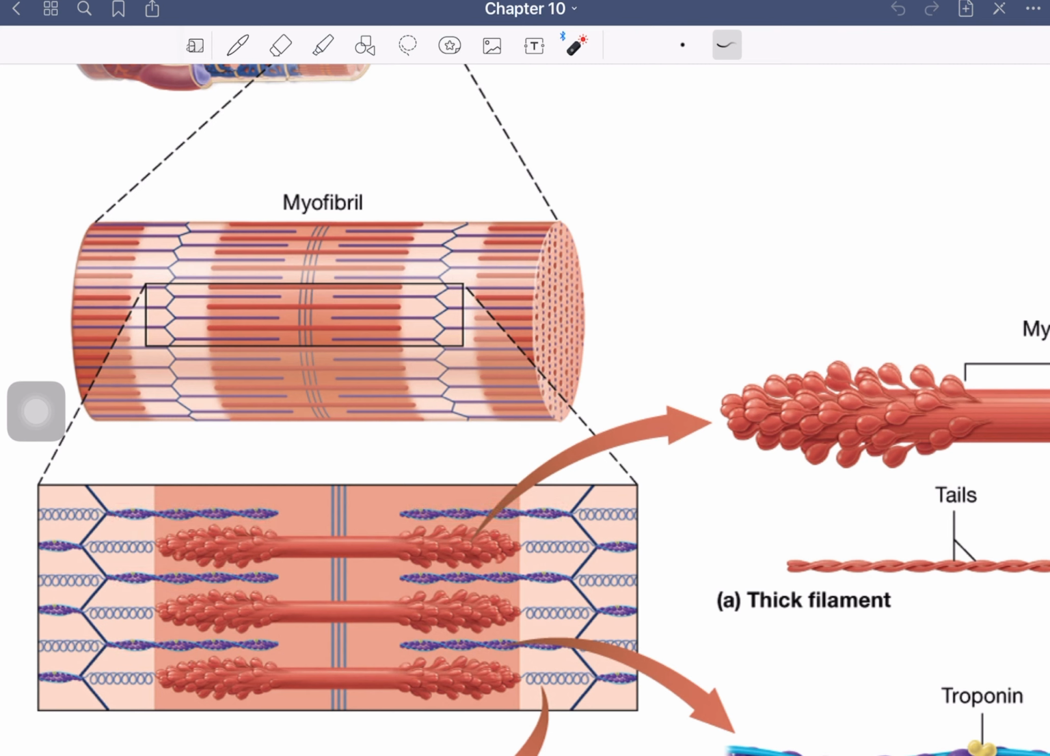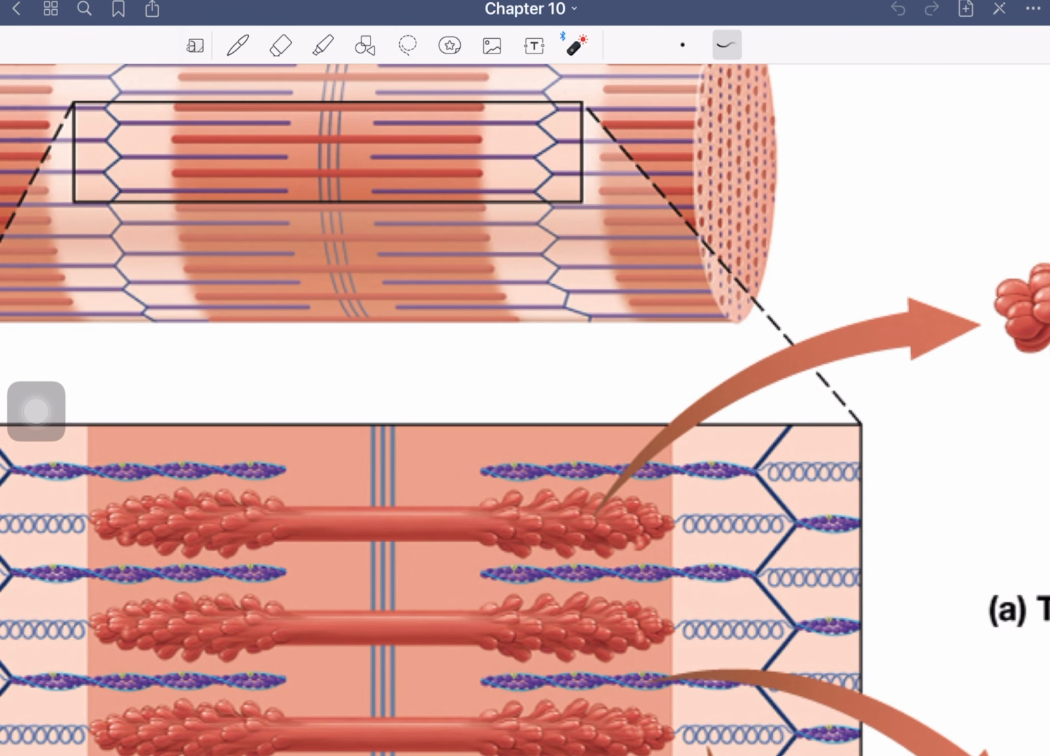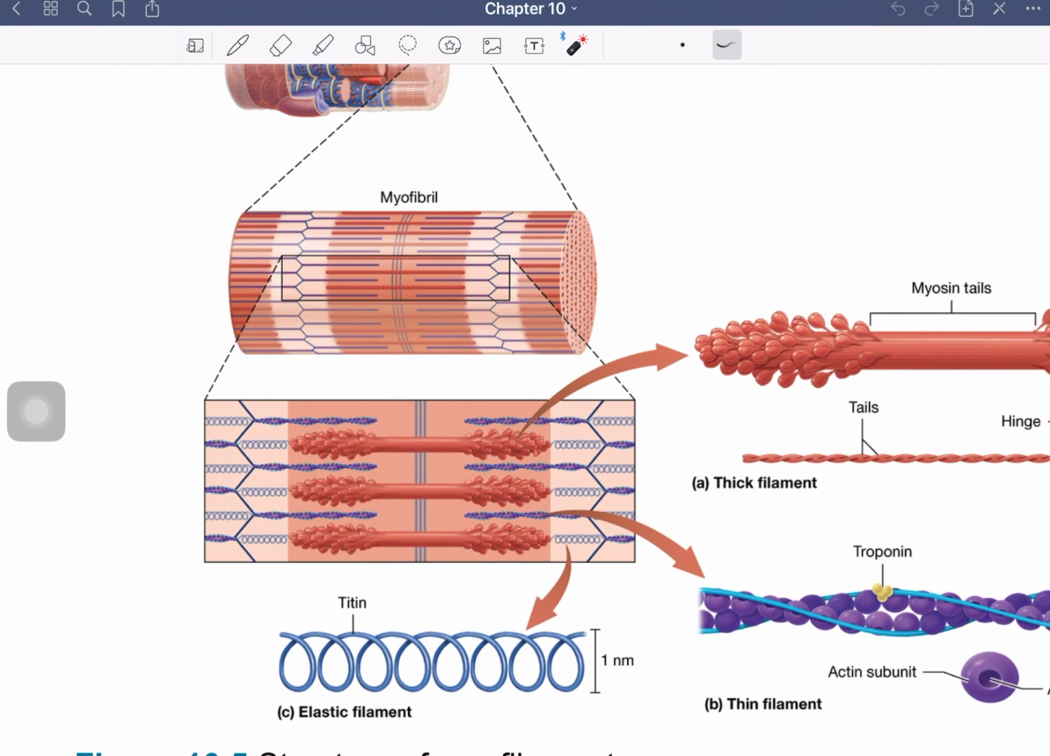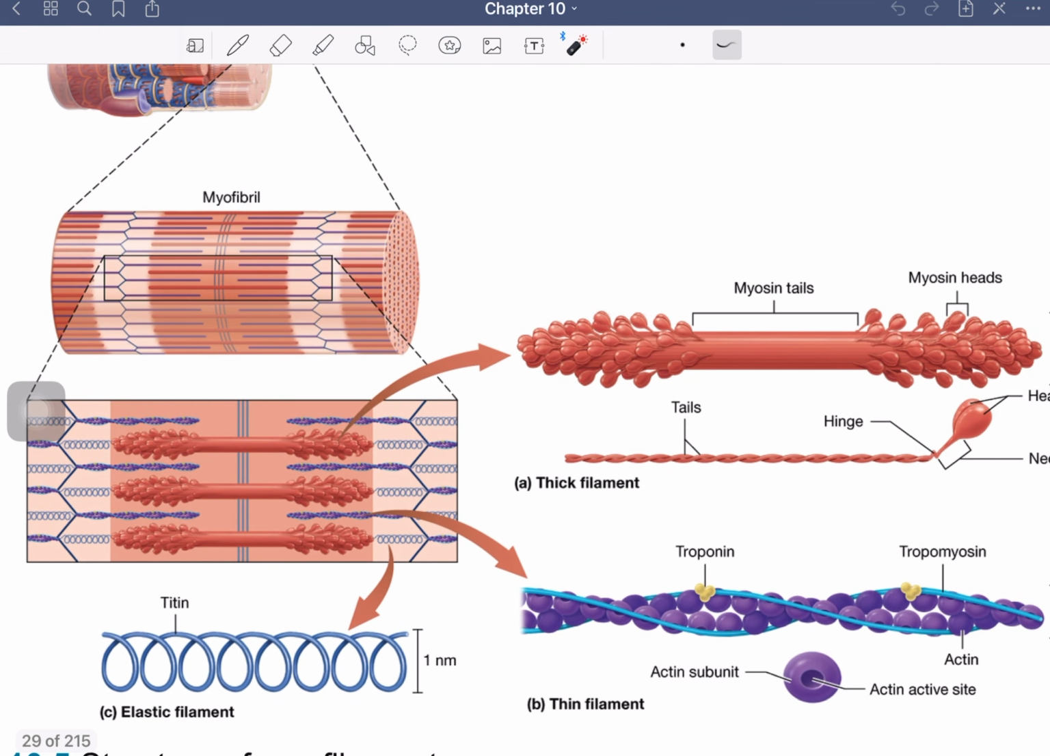And then you can see that in the middle we have the pinky ones, the red-pink ones, and that's a different type of filament, which are the thick filaments. And you can see that here's that titin, that spring-like attachment. And you notice how the titin really holds this thick filament in place. So let's have a look. What are these thick filaments?